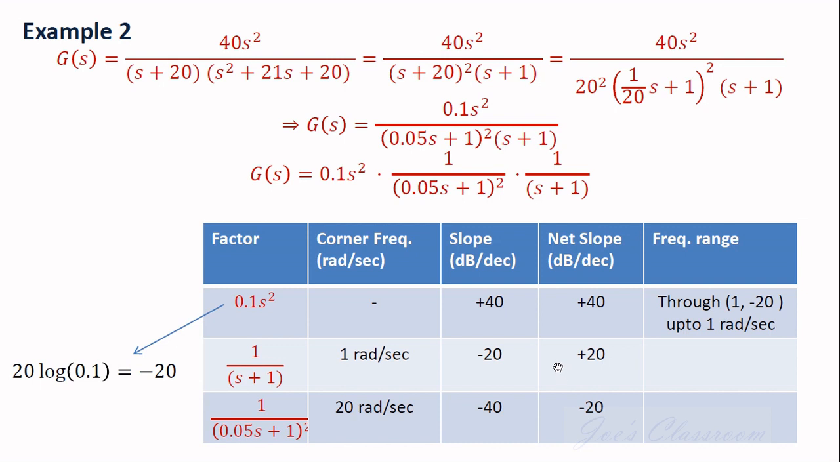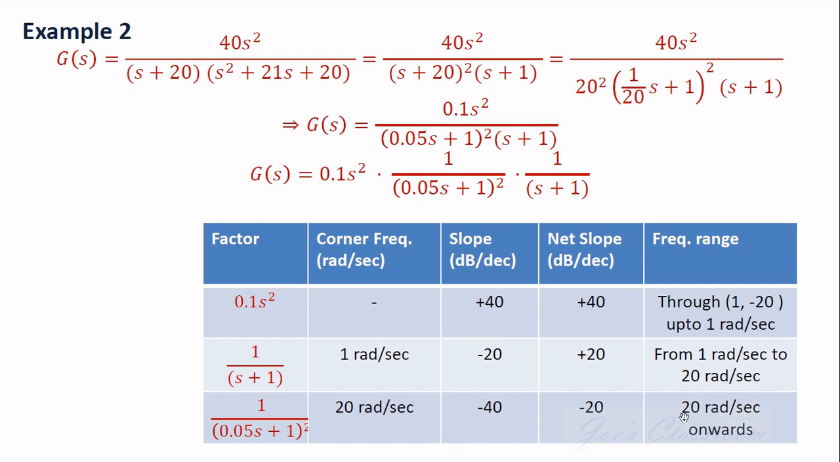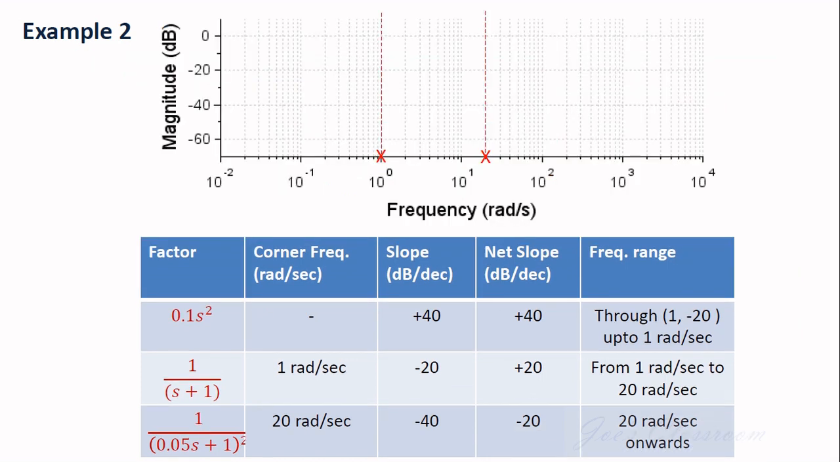And the line with the slope of plus 20 decibels per decade is valid from 1 radian per second to the second corner frequency, that is 20 radians per second. And the third line is valid for all frequencies greater than the second corner frequency. Okay, that is beyond 20 radians per second, the line is going to have minus 20 decibels per decade slope. The table is repeated here, and using this table we are going to sketch the magnitude plot.